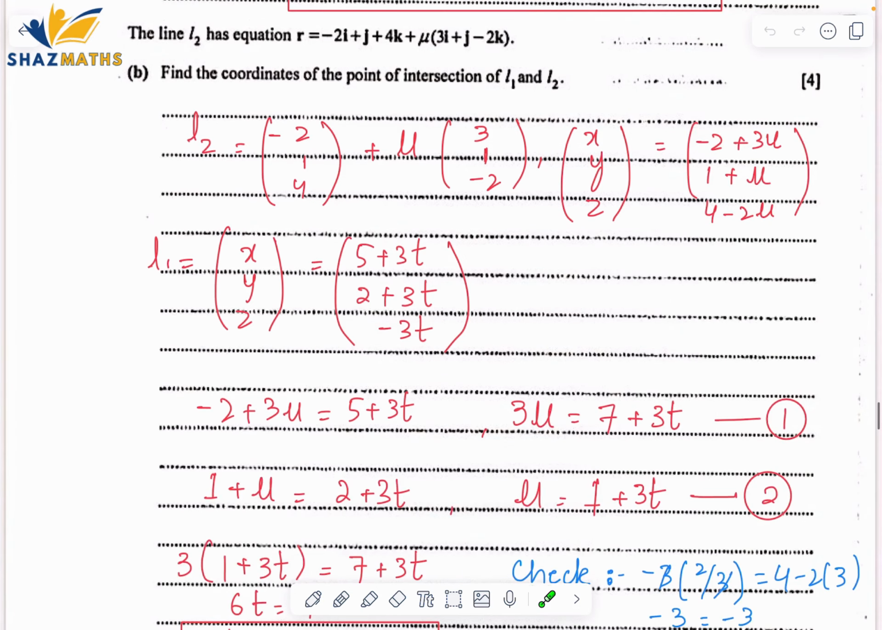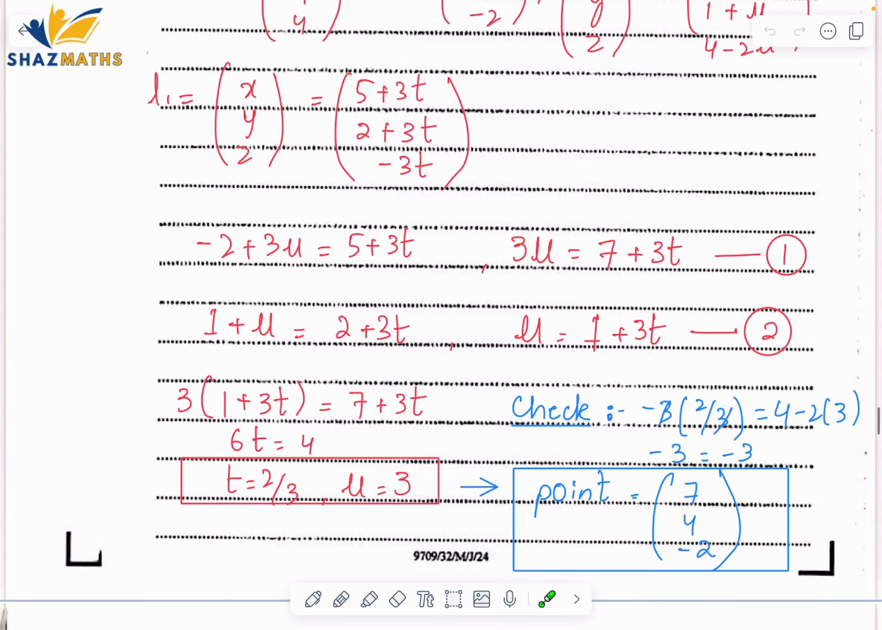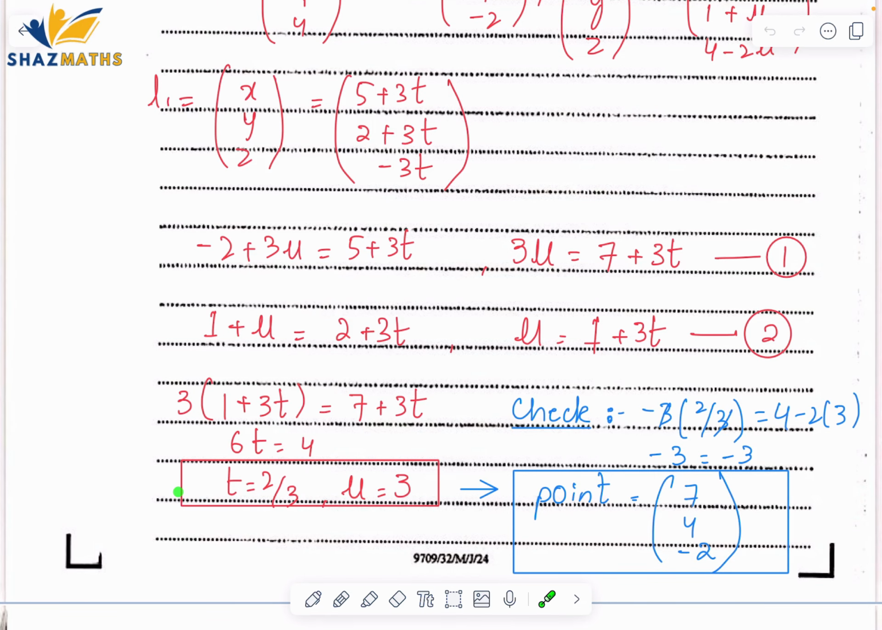We'll equate the values of x and y. So these are the values of x and these are the values of y. We'll make two equations, 1 and 2. We'll solve them simultaneously to find the values of t and mu. So t is 2 by 3 and mu is 3.